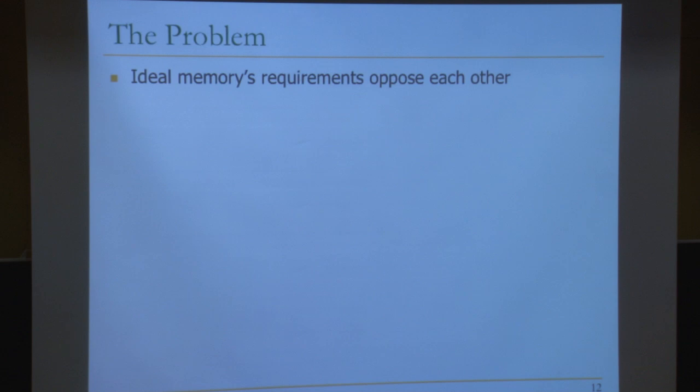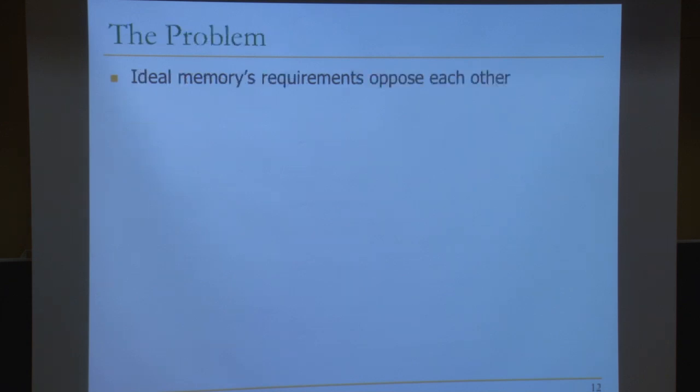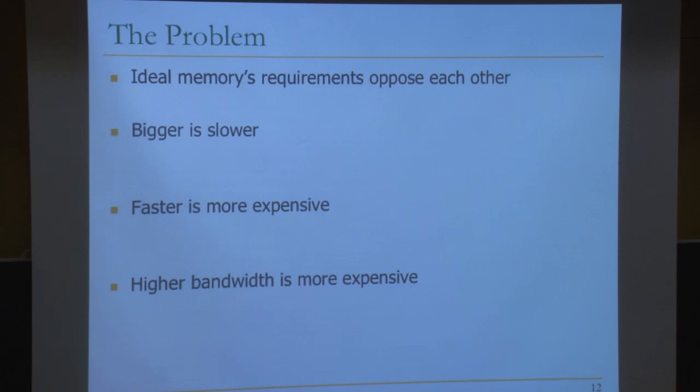And the reason is ideal memory's requirements oppose each other. If you look at any of these, and if you try to get all of them, you'll have to give up at least one or two. Why? Because bigger is slower, right? That's very fundamental. And faster is more expensive in general. There are multiple reasons for this. And higher bandwidth is also more expensive. If you want to provide many different accesses in parallel, then you need to add multiple ports, right? And we've seen this in the vector processor or SIMD processor designs. Those ports are expensive. They don't come for free. So you cannot get fast and high capacity, low cost, and infinite bandwidth at the same time.